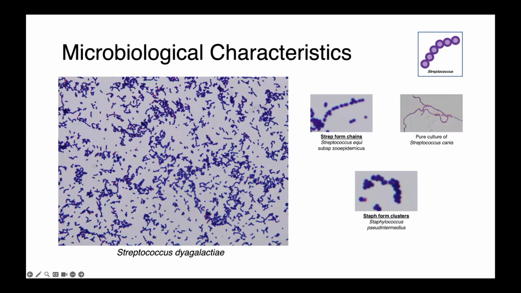Here we can see a typical gram stain of Streptococcus dysgalactiae, and while these are gram-positive cocci just like staph, I'd like you to pay attention to their arrangement. Here in this image of Strep equi subspecies zooepidemicus, you can see a long chain of organisms forming a line, as compared to Staphylococcus, which forms these grape-like clusters. So remember, streps form chains, staph form clusters.